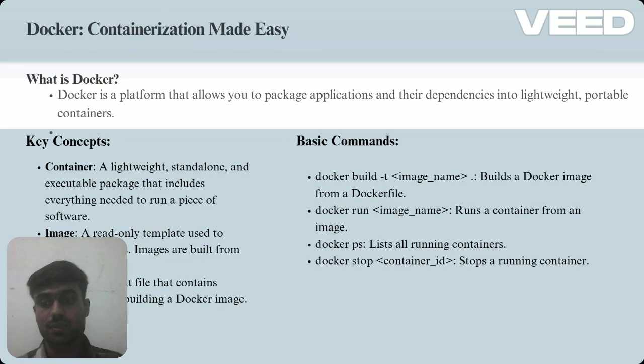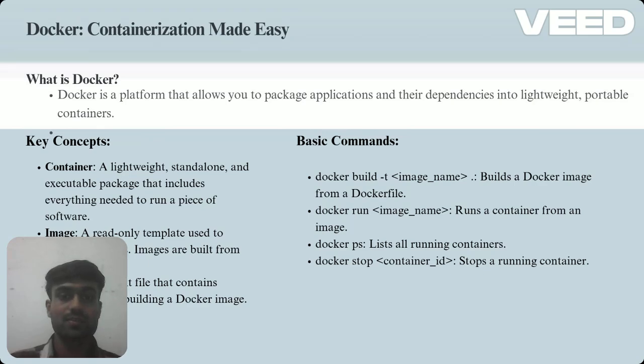Then there is a concept called image. An image is basically a read-only template used to create containers. These images are built from Dockerfiles. Then there is a Dockerfile. A Dockerfile is basically a text file that contains instructions for building a Docker image.